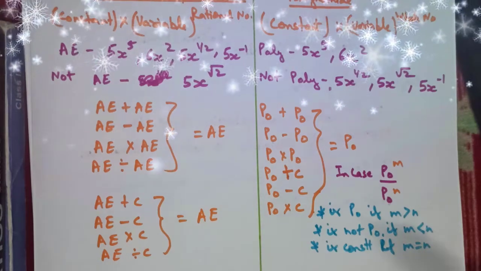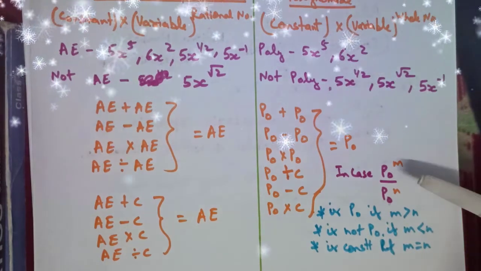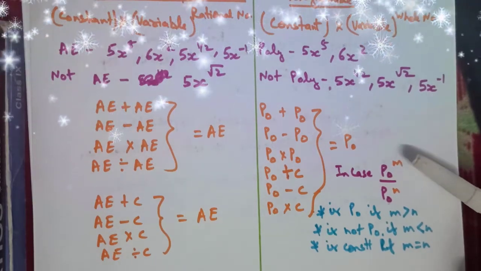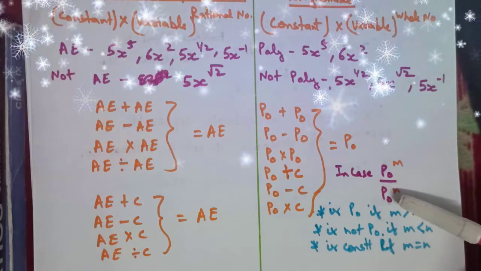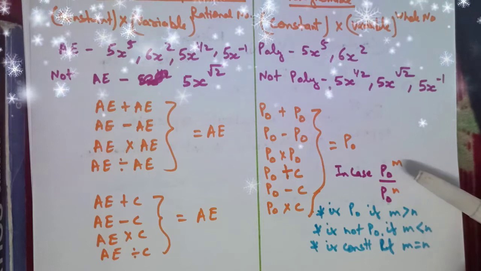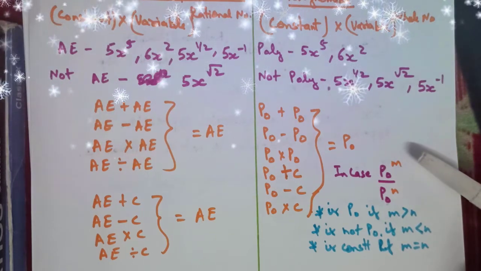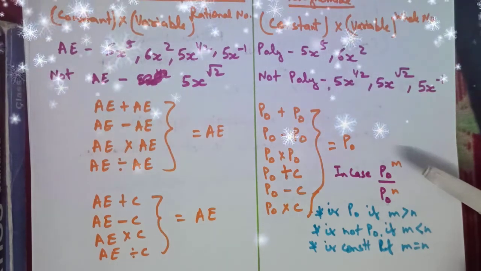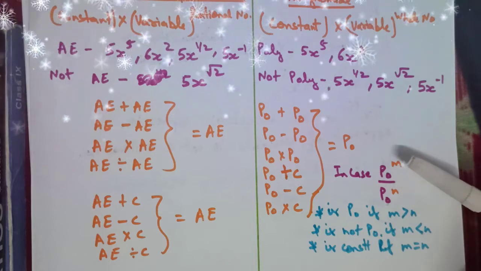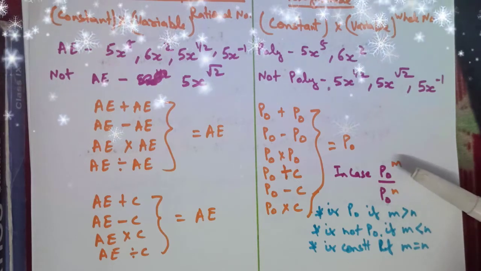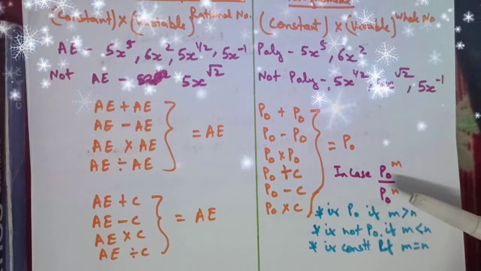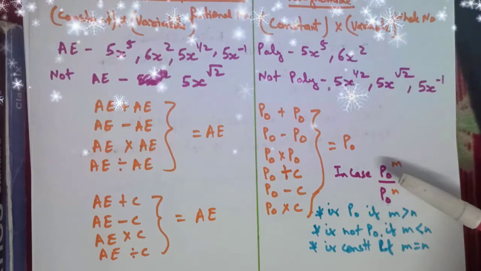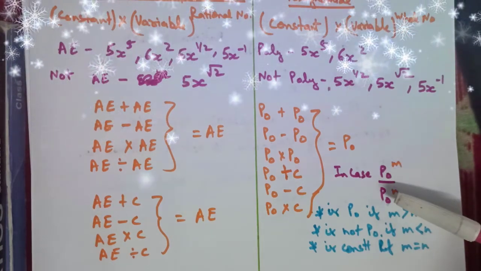Once again, for those who have not understood: suppose the power of the variable in the numerator is 2, for example x raised to the power 2 divided by x raised to the power 1, so the quotient will be x raised to the power 2 minus 1. The law of exponents we have already studied in number system, so you can see from there. So x raised to the power 2 upon x raised to the power 1 will be equal to x raised to the power 2 minus 1, that is x raised to the power 1, a polynomial only.